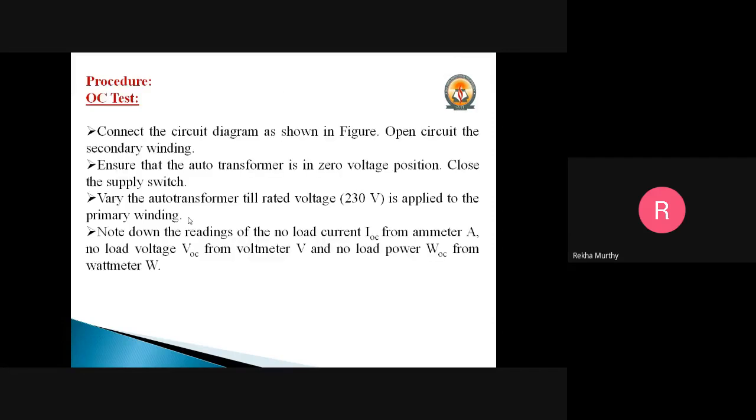After taking down this reading, we have to bring the auto transformer back to the 0 position and open the supply switch.